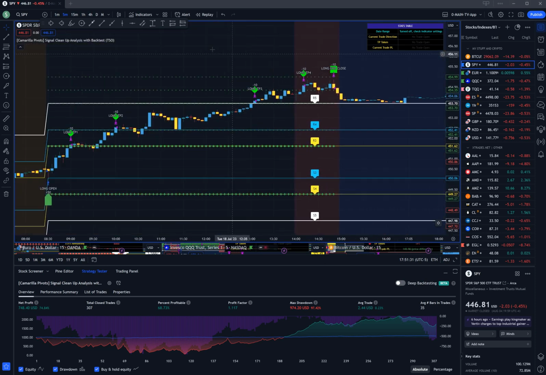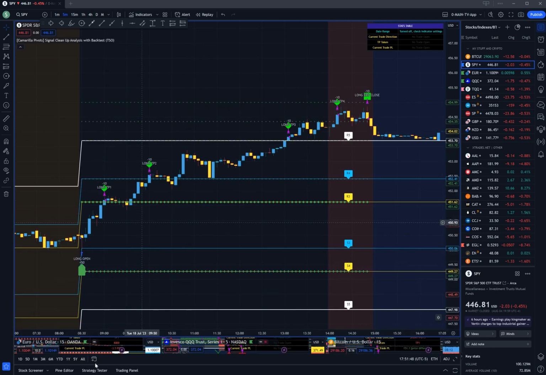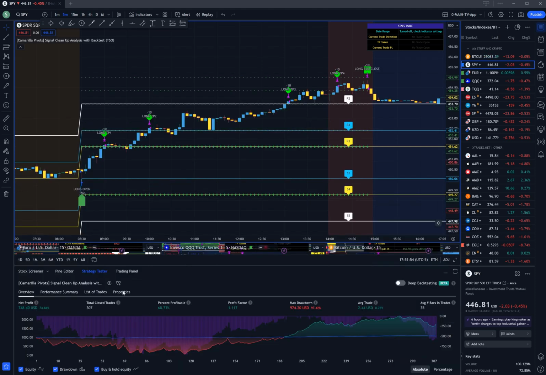So right away, this is a TradingView indicator, and you're gonna see something similar in your TradingView. You're gonna see a chart, and you can always check the strategy tester. That's where you're gonna see backtesting.